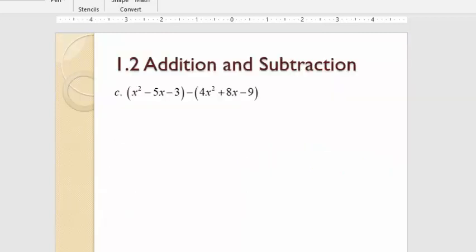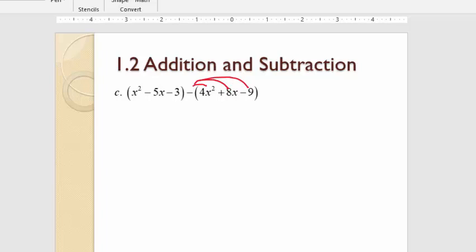The next thing we're going to do is we're going to work with two polynomials. So we're going to be subtracting these two polynomials, and in order to do that, I need to subtract 4x squared plus 8x minus 9 from x squared minus 5x minus 3. In fact, when I subtract the second polynomial, I'm going to be subtracting each term in the second polynomial. So it looks like this.